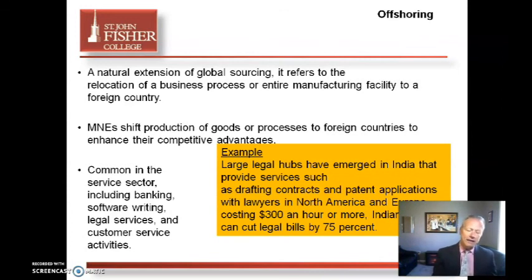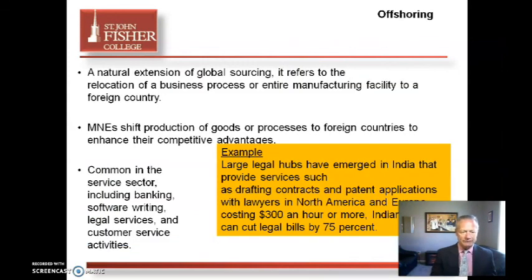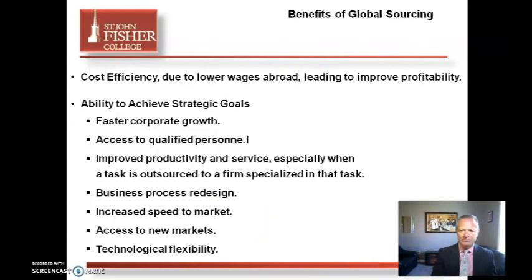We do a lot of offshoring in Mexico and Latin America. We don't do a lot of it in China and India. We do a lot of contract manufacturing in China and India because those borders haven't been opened up quite as much. Sorry about flicking back and forth so much, but I think that was important to do.